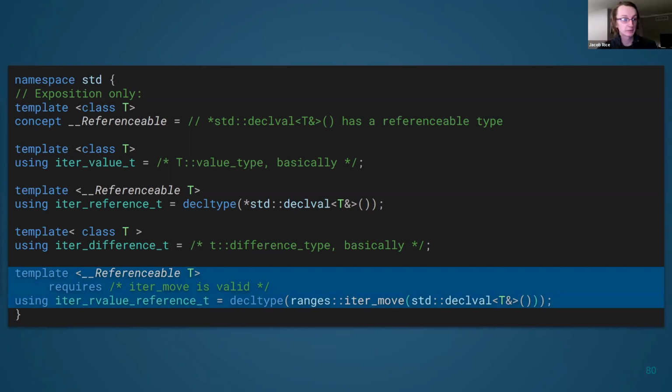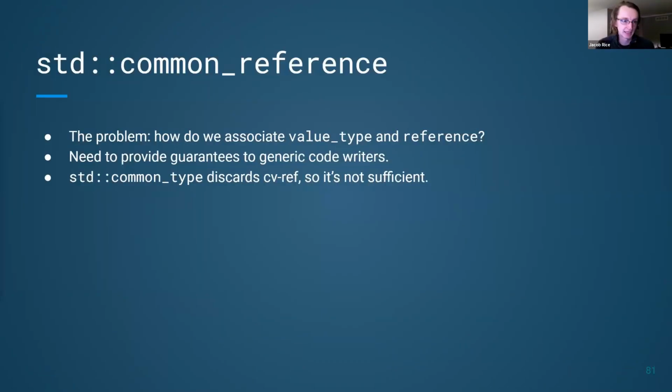All right, there's one more piece that was added to C++20, and it's std::common_reference. So we have a problem now, because before we knew how we could associate our value type and our reference type. When we're writing generic code, there was a pretty easy to understand way of associating those two together, right? If I add a reference to my value type, I have my reference type. Easy, depending on const. But we need to provide some kind of guarantees to generic code writers because they need to have this association sometimes.